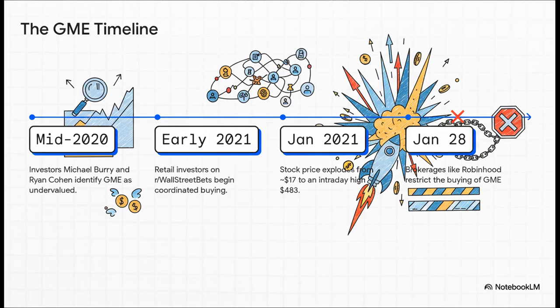And the speed of what happened next is just mind-blowing. It really started simmering in mid-2020 with a couple of big-name investors saying, hey, there's hidden value here. But then, in early 2021, retail traders on Reddit's Wall Street Bets forum locked onto that huge short interest, and they started to organize. The result? The stock price just went vertical, from about $17 to over $480 in a matter of weeks, which led directly to that moment when brokerages just shut off the buy button.